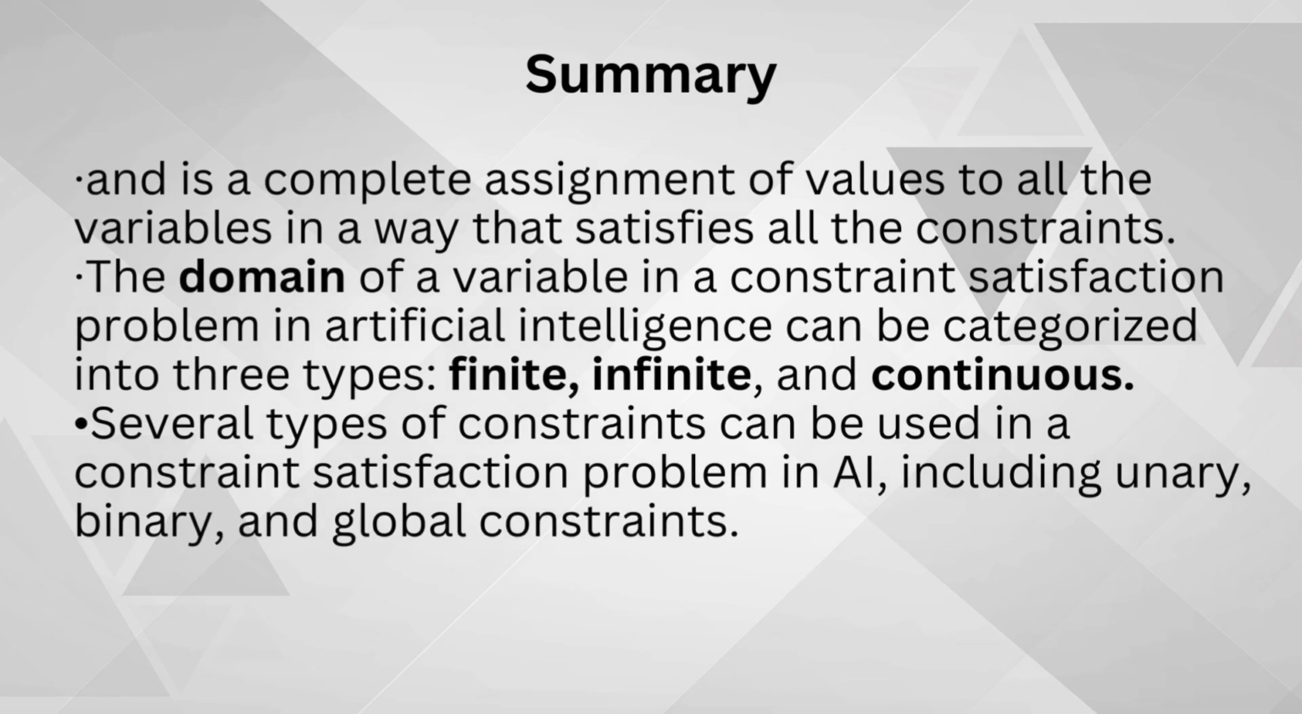The domain of a variable in a constraint satisfaction problem in artificial intelligence can be categorized into three types: finite, infinite and continuous. Several types of constraints can be used in constraint satisfaction problems in AI, including unary, binary and global constraints.